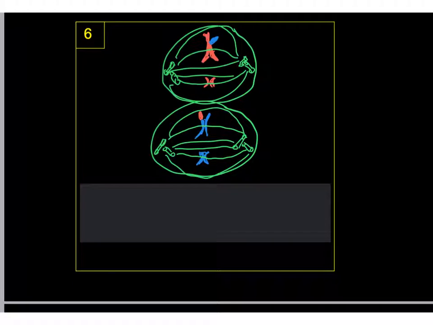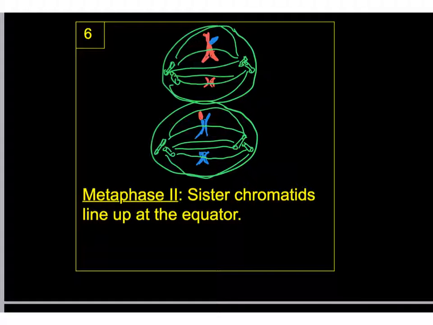What I've just drawn is, of course, metaphase, and this is happening in 2 cells. This is metaphase 2. So it's the sister chromatids. So you might want to kind of highlight that. You should know that in meiosis 1, it's all about separating homologous pairs. In meiosis 2, it's all about separating sister chromatids.